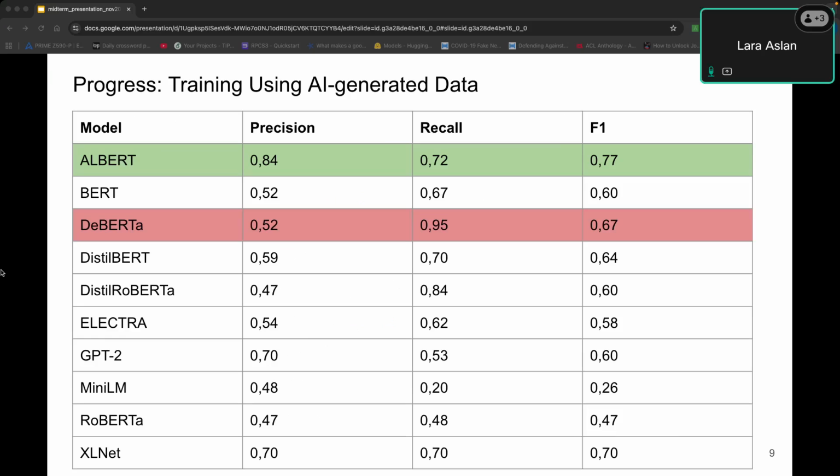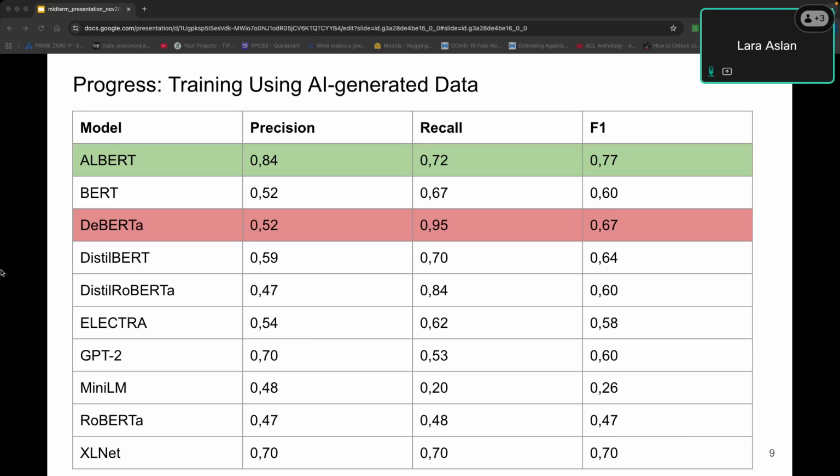Okay, so let's take a closer look at the results of some of my experiments. Here, we are looking at the performance of various transformer models, which were trained to classify between true and false only using AI-generated data. The precision is the score of how many of all the articles the model flagged as false were actually false. Recall tells us out of all the truly false articles, how many the model was able to classify correctly. And F1 score tells us the model's overall accuracy.